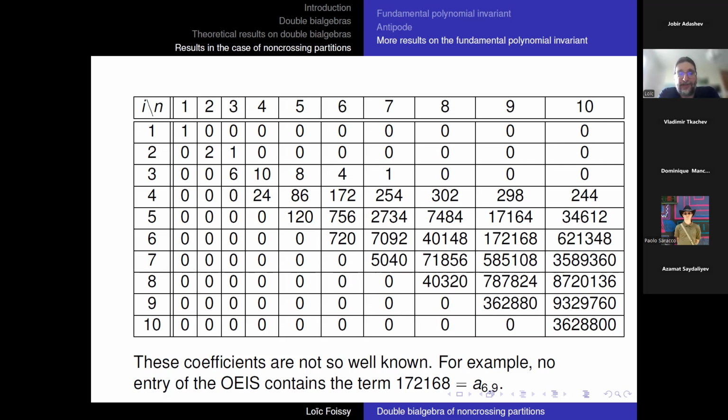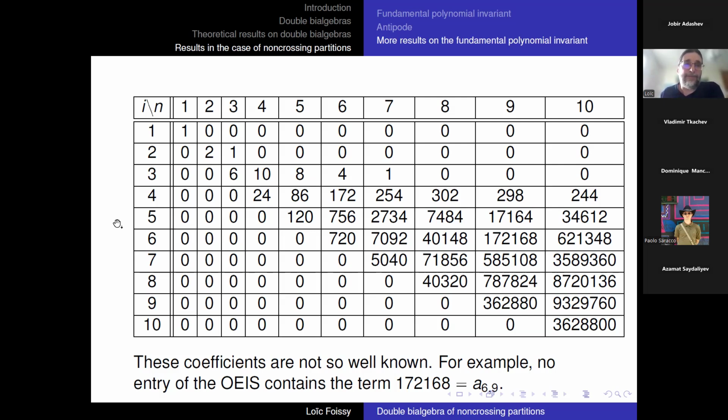Generally, this coefficient does not seem to be very well known. For example, well, I found some of them, but for example, not this one, this big one. If you look at it in the encyclopedia of integer sequences, you do not find it anywhere. So this number does not seem to appear in any other context. This is rather strange for me.